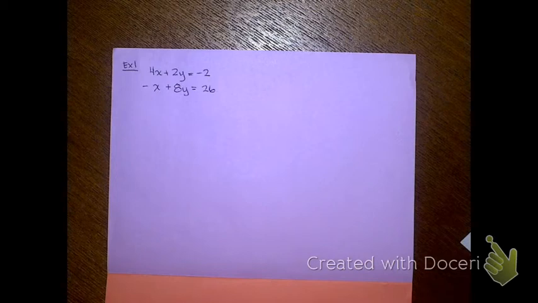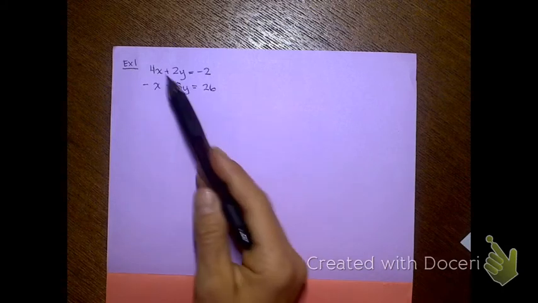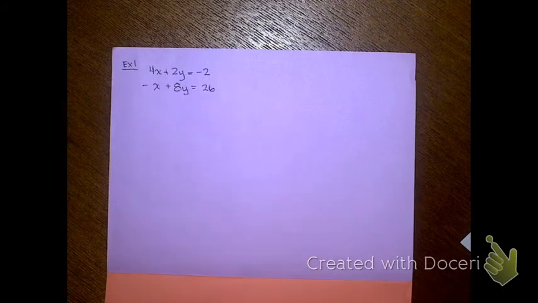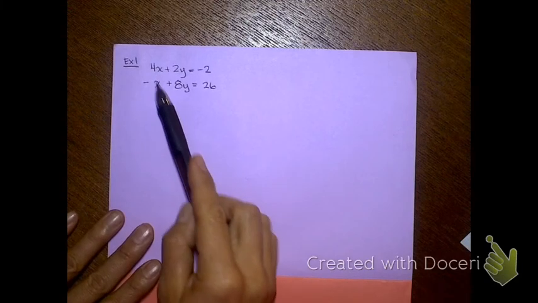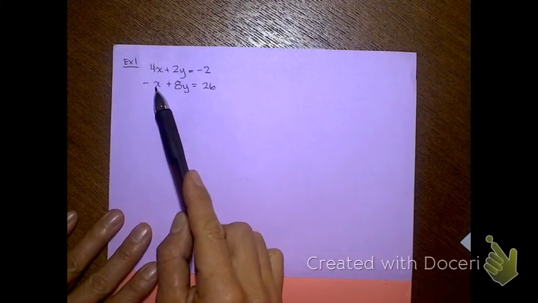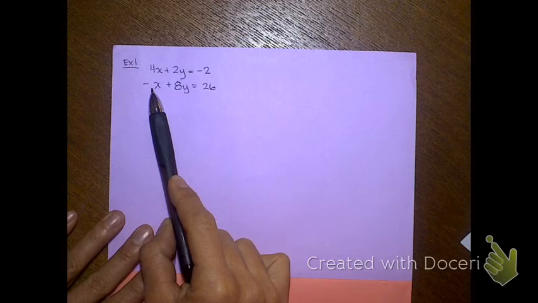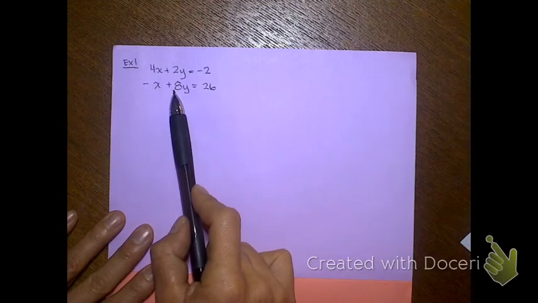Okay, so in this one, like yesterday, what you learned was all you had to do was just add them together and then something canceled out, right? Or maybe you had to multiply one of them by a negative one and then it would cancel out. But right now, if I add these together, are 4 and negative 1 going to cancel out? No. Are 2 and 8 going to cancel out? No.